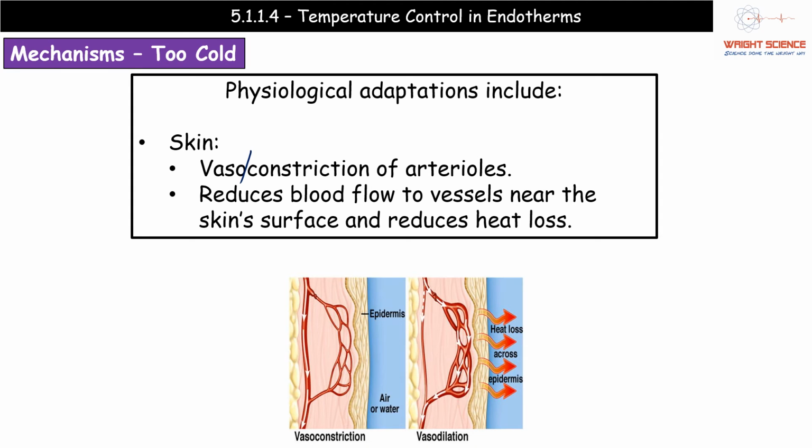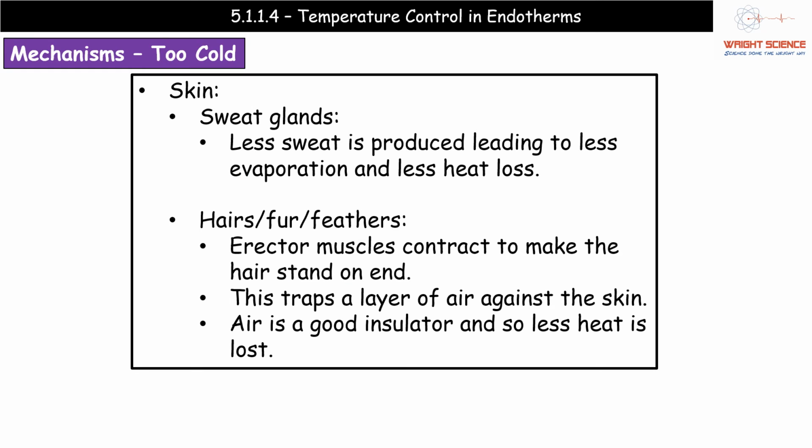So vaso, obviously relating to the blood vessels. Constriction is if you constrict, you're narrowing something. So what we're seeing here, the arterioles are basically becoming narrowed. That means that we're going to reduce blood flow to the vessels on the skin surface and therefore reduce the heat being lost through radiation. Our sweat glands are going to release less sweat and therefore we have less evaporation, so less heat will be transferred to the water to cause that evaporation.